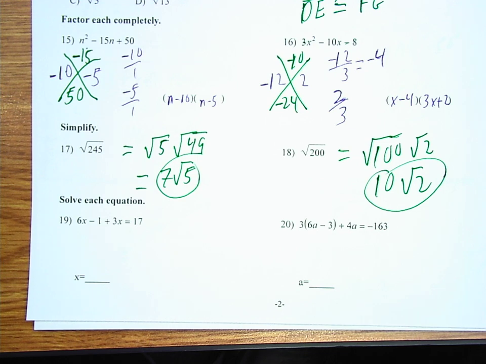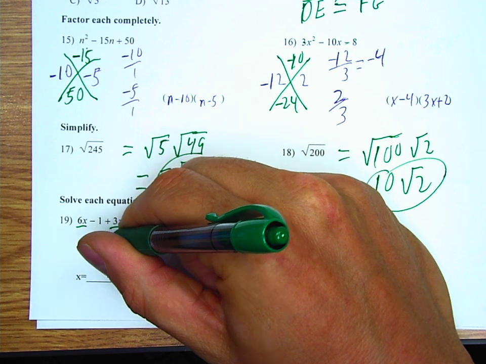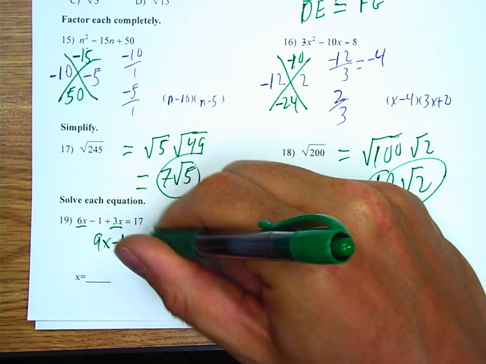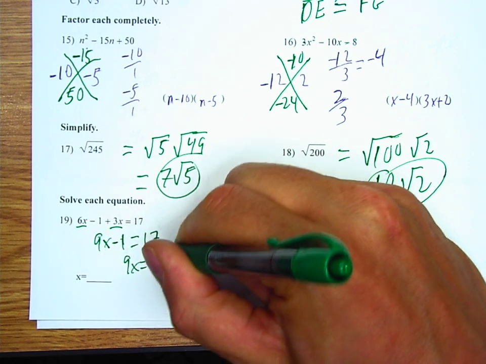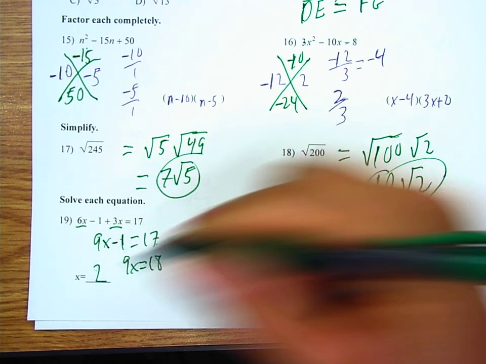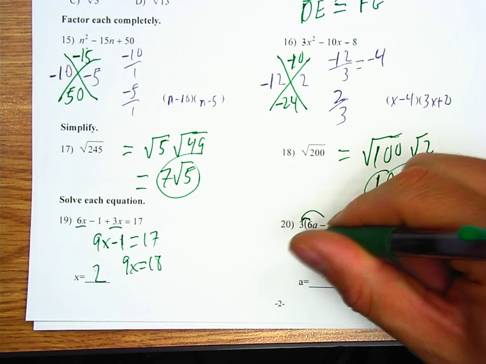Now, there's some tricky ones, because the square root of 400 would be 100 times 4. But that 4 also roots evenly and becomes a 2. The square root of 400 is actually 10 times 2, 20. It's an even root. Anyhow, moving along. 6x plus 3x is 9x on this next one. 1 plus 17 makes 18. And 18 divided by 9 is 2. Answer 2. Next one, distribution.